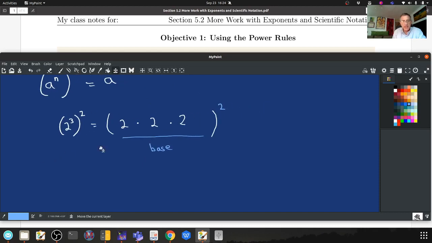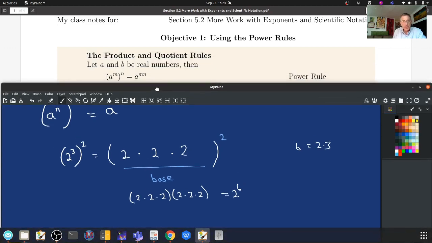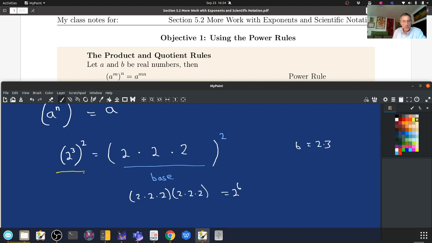So by definition of raising to powers, my base is 2 times 2 times 2, and I'm multiplying it by itself twice, and I get a total of 6 2's, and 6 is equal to 2 times 3. So just using our regular rule, the power rule, we would immediately write this is equal to 2 to the 3 times 2, not adding anymore, which is equal to 2 to the 6.